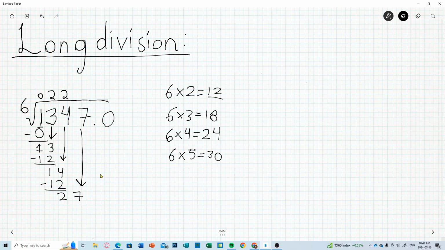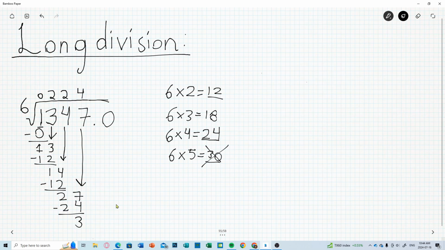We're going to look for the number that's closest to 27 while being less than 27. So the closest one is tied from 24 and 30. We can't use 30 because it's too large. So we're going to use 24, and we'll see that it's 6 times 4. So we're going to write a 4 up top and subtract 24 here, giving us 3.